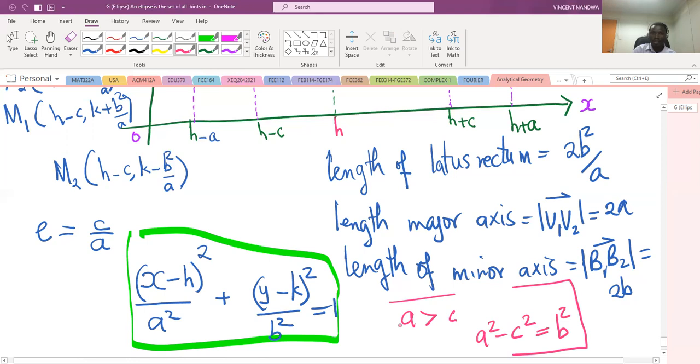So this is how we analyze a horizontal ellipse whose center has been shifted from (0, 0) to a general point (h, k). The next session will be analyzing the vertical ellipse whose center has also been shifted from the origin to a general point (h, k), and that one has its major axis parallel to the y-axis. So thank you.